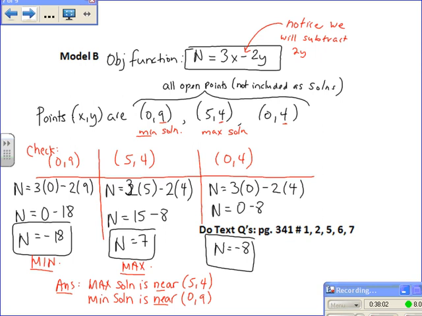I'd like you to try some of these questions in your textbook on page 341, numbers 1 to 5 and 7, very similar to what we did here in our notes.